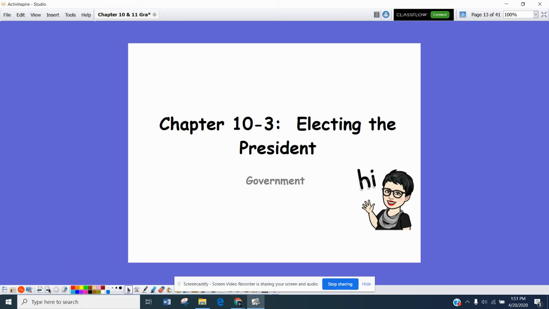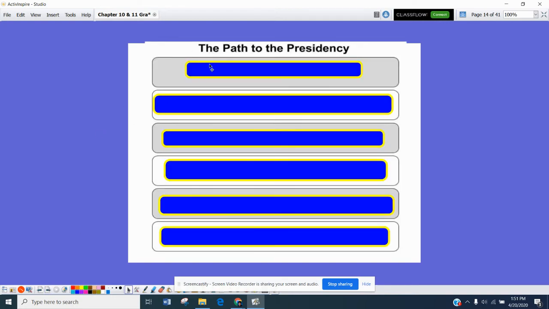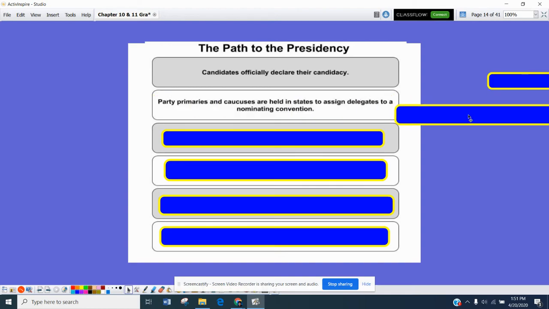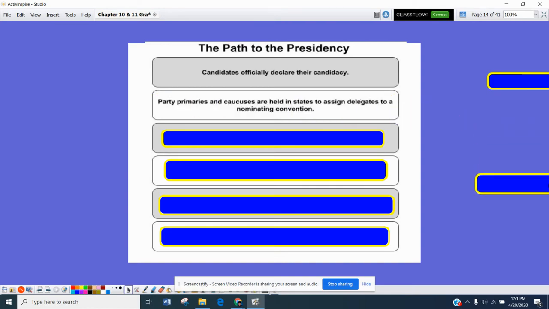So, when we talk about electing the president, there is a certain pathway that we need to take a look at. First, our candidates have got to declare their candidacy. A lot of times in this day and age, that happens literally a year or more before there's actually a presidential election, or at least a general election. Part of that is so that they can build up the momentum to get political backers and to build up their candidacy.